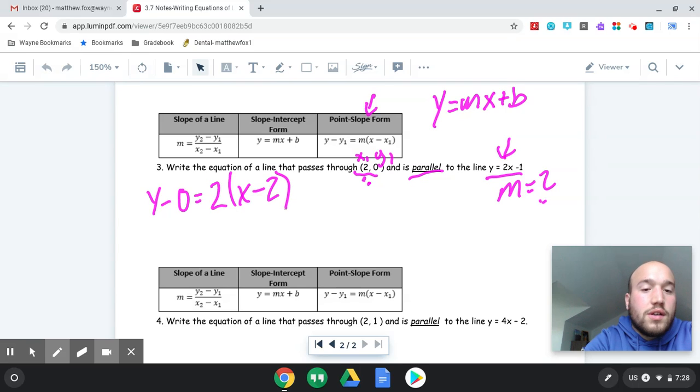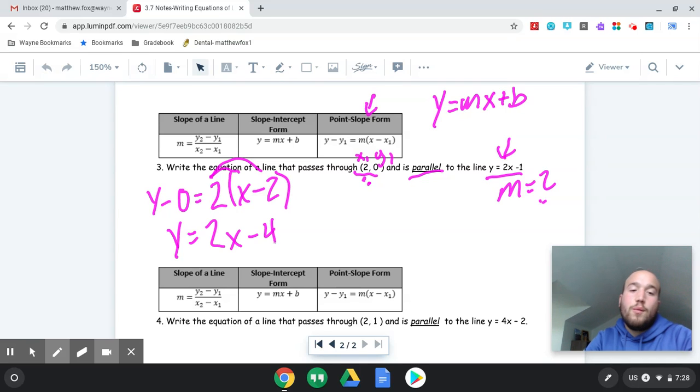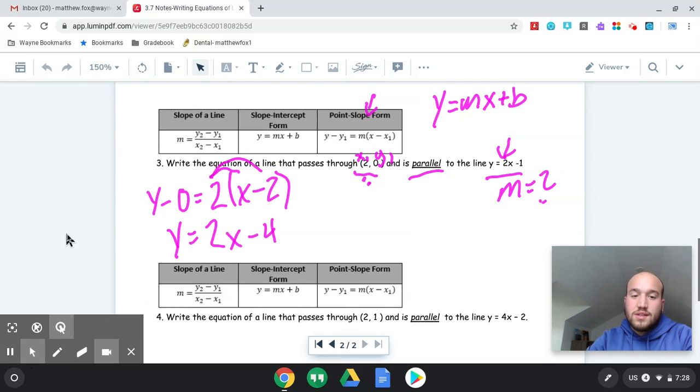Okay, so at this point, y minus 0 just becomes y. We have to distribute here. 2 times x is 2x. 2 times negative 2 becomes negative 4. And we are done because the y is isolated. Okay, so one more example. We're going to do one more just like that.